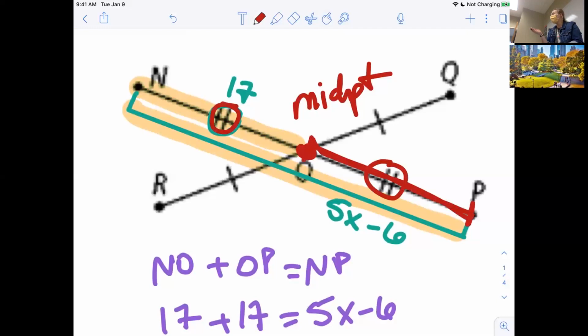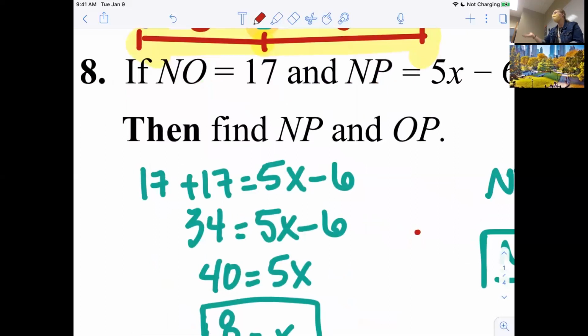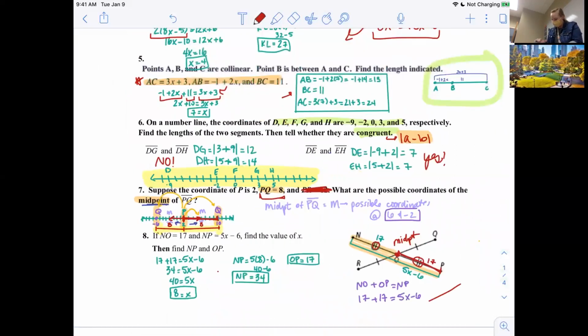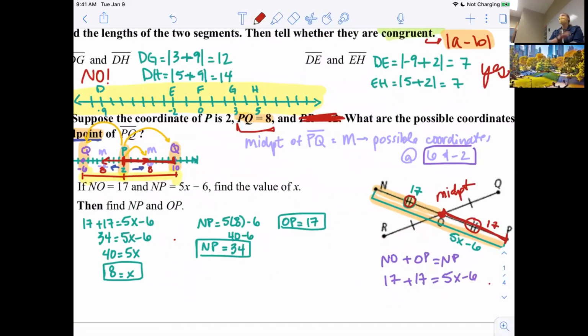17. It's the same as NP, or NO, excuse me. I wrote out 17 plus 17 equals 5x minus 6, but you can go directly to 34. That is fine. I had to figure out what OP was in order to even solve this. And there's no math to do OP. I just know because they're congruent, I can use it the same.